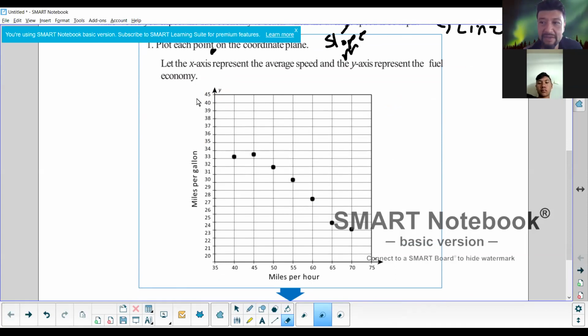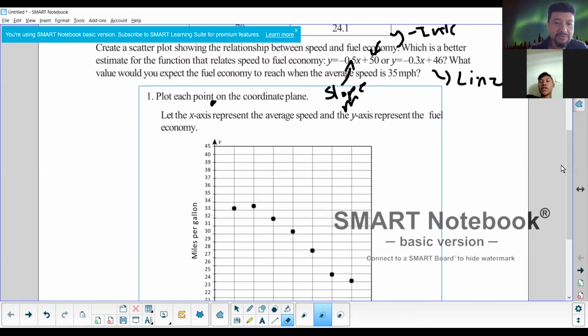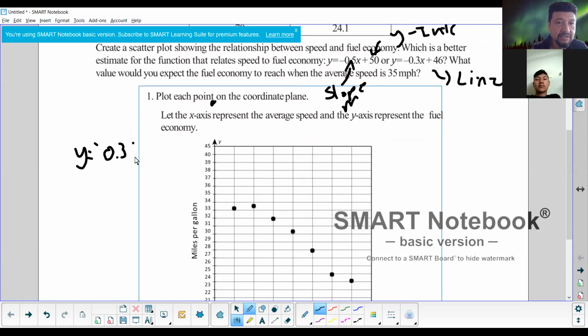Now, can I find out what the value should be at 35? Yeah, because I should be able to just plug it into the equation. Yeah, exactly, right? I just plug it in. So if I do negative 0.3 times 35 plus 46, let me bring out, I have my phone, Marcus. Let me bring out the calculator on this thing.